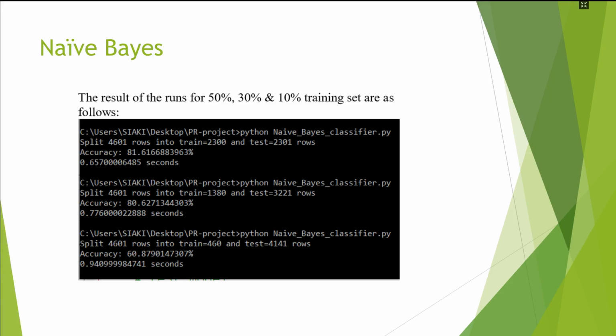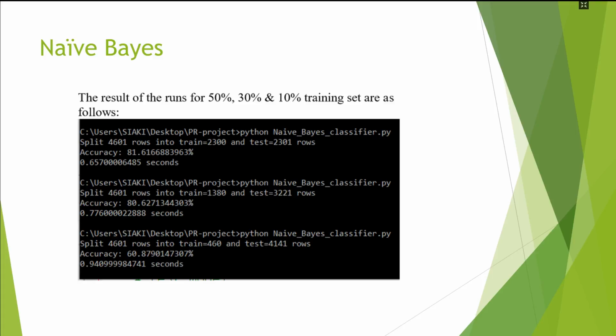Then we implemented this in Python. We ran it for 50% data. We divided the data set of 4,600 samples into two parts, one for training and one for testing. Initially we tried with a 50% training set and a 50% test set. There was 81.61% accuracy, and it executed in 0.657 seconds.